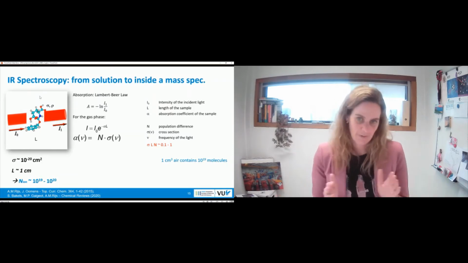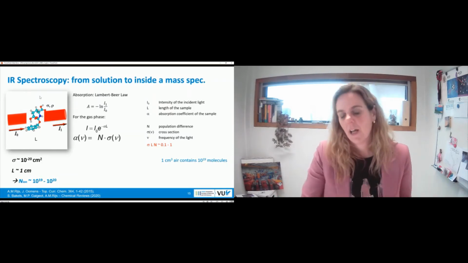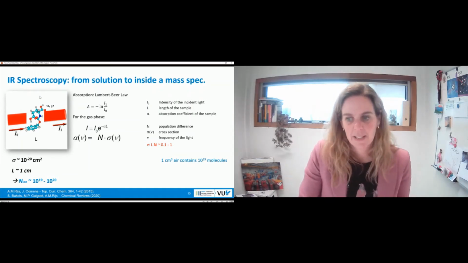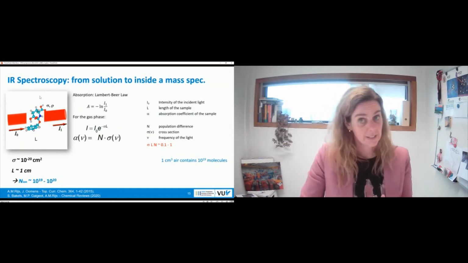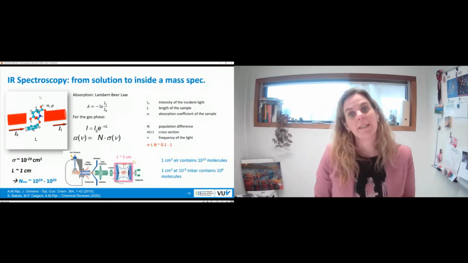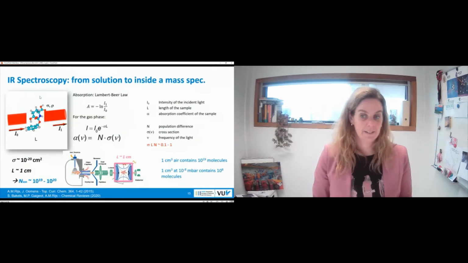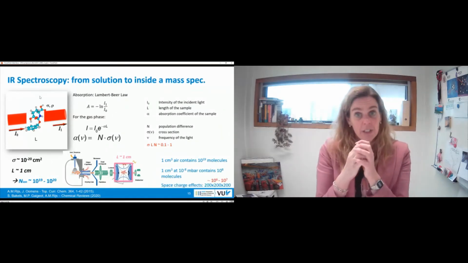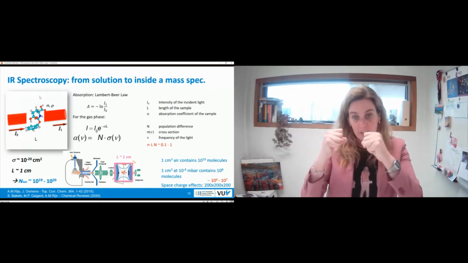And say you also have an interaction region of 1 centimeter. So if you're in the gas phase, you have, for example, a pressure of 10 to the minus 8 millibar, and this is a very low pressure. With the operational pressure, you have only 10 to the 8 ions in here. And then it's even worse because ions are charged, so they can interact with each other, so they repel.